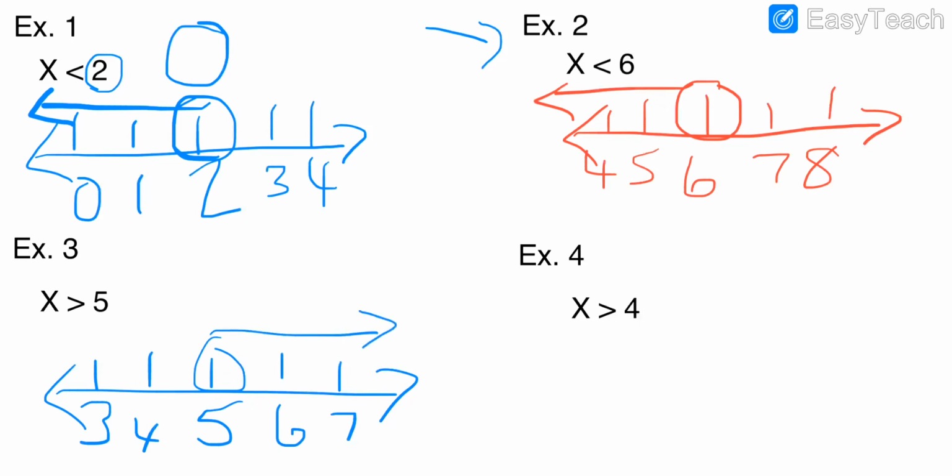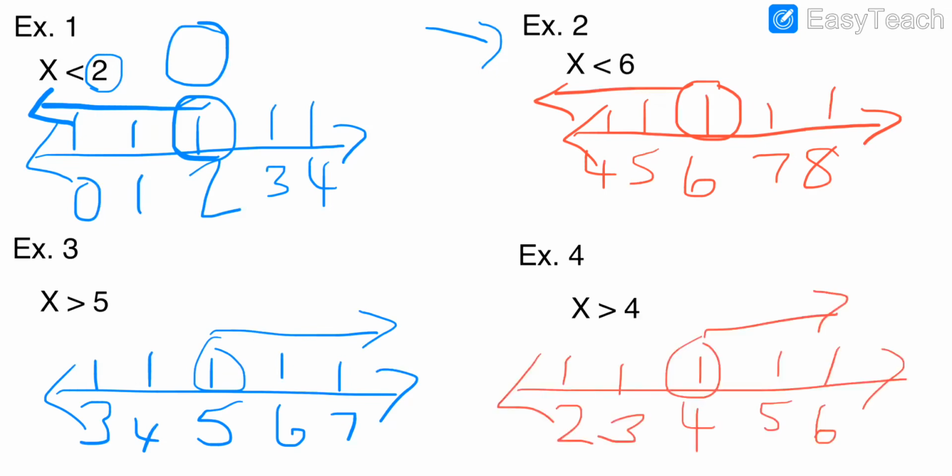Pause this video, and I want you to try example 4 on your own. I hope your example looks just like mine. We have an open circle at 4, and we are drawing our line to the right because our inequality says x is greater than 4.